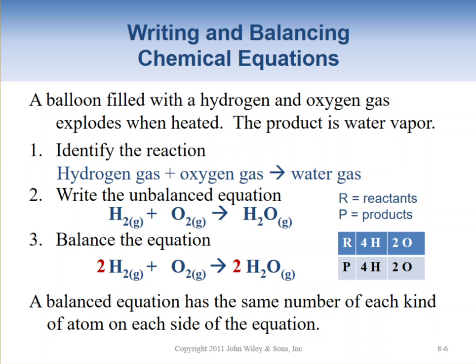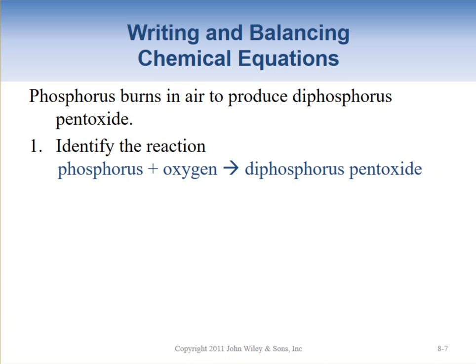So that's the whole idea of balancing. We want to make sure that on both sides of the equation, the number of atoms is the same. I'm going to show you different examples of different equations and how we can balance different types of chemical equations. So let's look at this one. You want to write the chemical equation for this process where phosphorus burns in air to produce diphosphorus pentoxide.